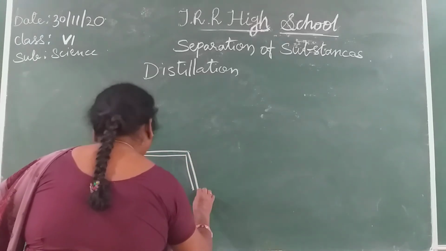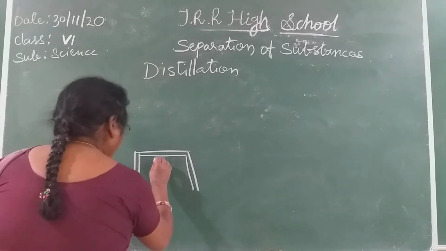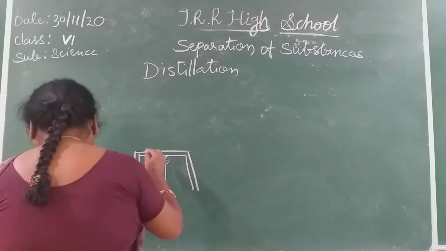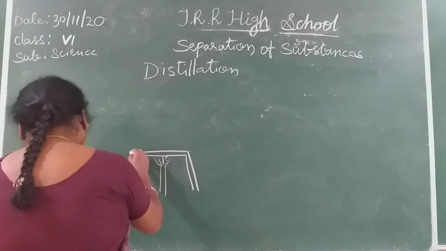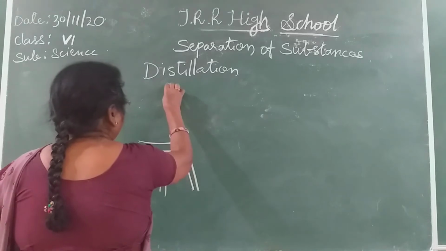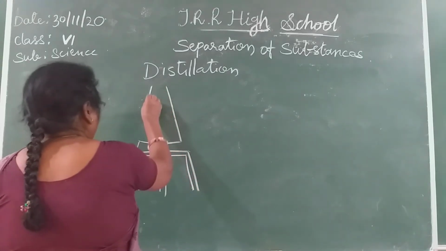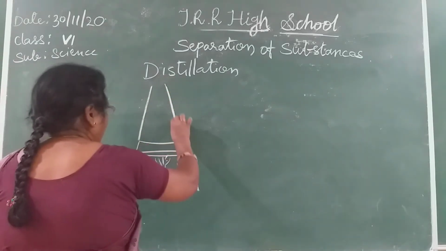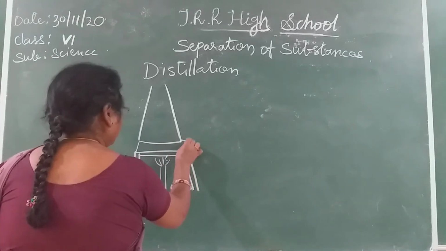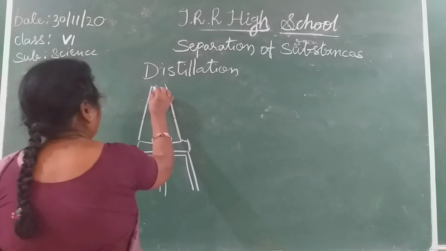Here is the stand you are taking. Now place a conical flask on the stand, with a one hole rubber stopper. Take the one hole rubber stopper here.